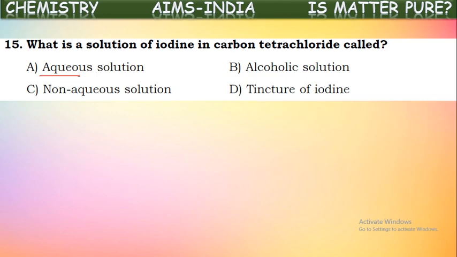Some other solutions will be there in which water is not present. Even though they don't have water, some liquids dissolve other solid substances. Such liquids in which there is no water are called non-aqueous solutions. It means there is no water in that solution. So if you see iodine dissolved in carbon tetrachloride forming a solution, it is a solution which does not contain water. Now we can say it is a non-aqueous solution.